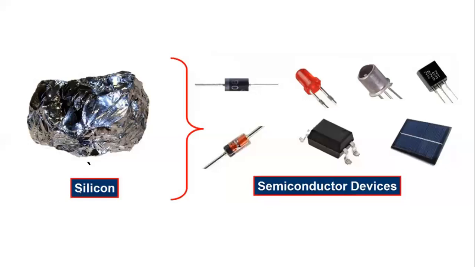You can see silicon is very important in the electronic industry, in semiconductor devices, to make electronic components. So we use this to make electronics.